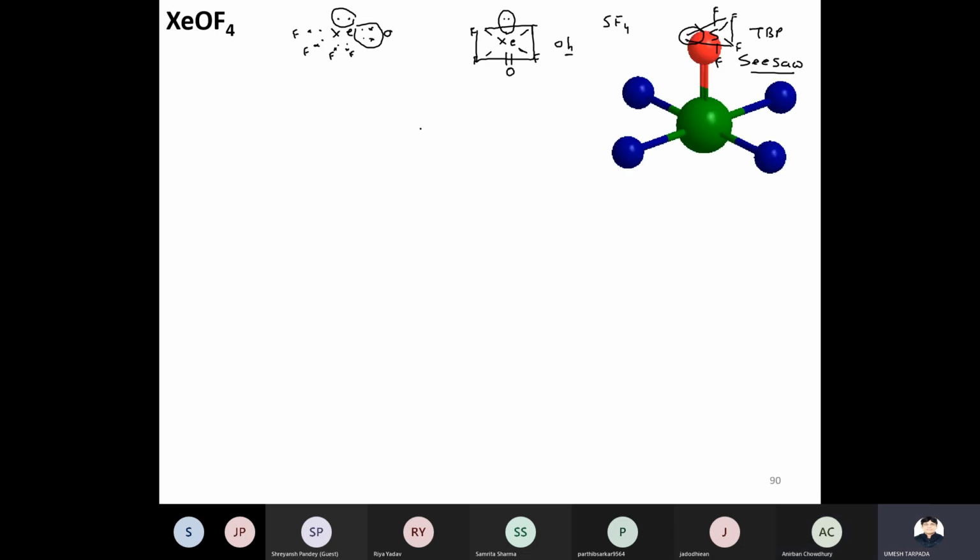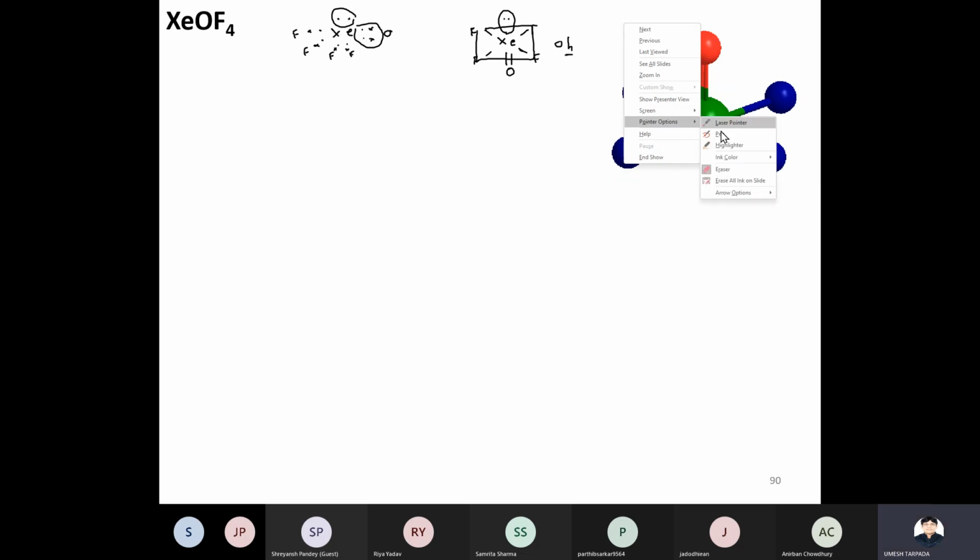Now tell me, which one is the principal axis in this molecule? The one passing through oxygen and xenon. What is the name of that axis? C4. Yes, it's a C4 axis. So it is passing through oxygen and xenon. This is called the C4 axis. So C4 is the principal axis.